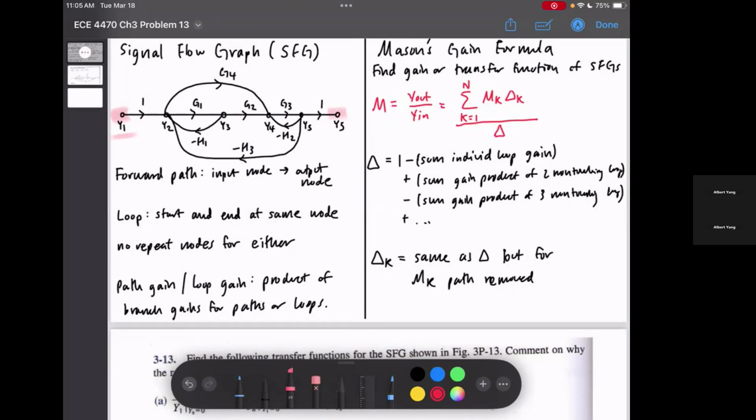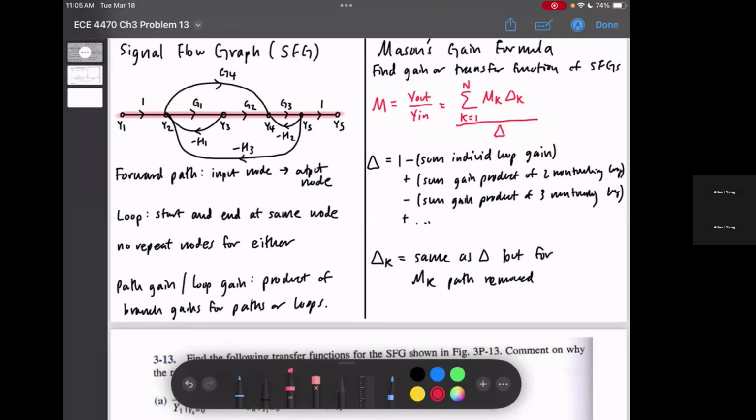Then a path is just any line that connects two different nodes that are next to each other. So if we did Y1 to Y2, then that would be a path. And then a forward path is a specific type of path that goes from the input node to the output node without repeating any of the nodes. So the most simple one is from Y1 to Y5 straight through, and another is Y1 to Y2 to Y3 to Y4 and then Y5.